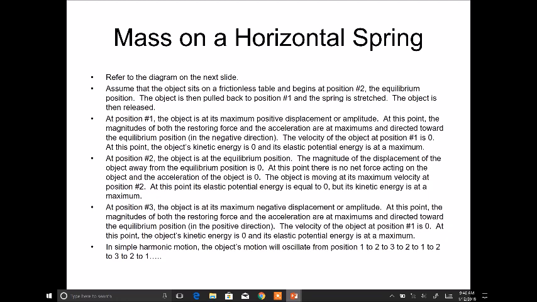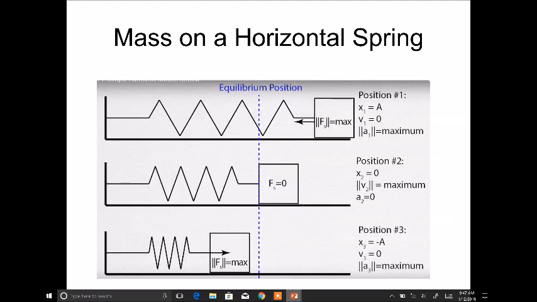So we can also talk about a mass on a horizontal spring. And we'll come back to that point here in just a second after we look at a picture. So here's a diagram of a mass on a horizontal spring. At position number 2, the object is at equilibrium. So at this point, the spring is not stretched. At this point, the displacement is 0. There is no restoring force acting at that point, and the acceleration of the object would be 0 at that point because there's no net force acting upon it.